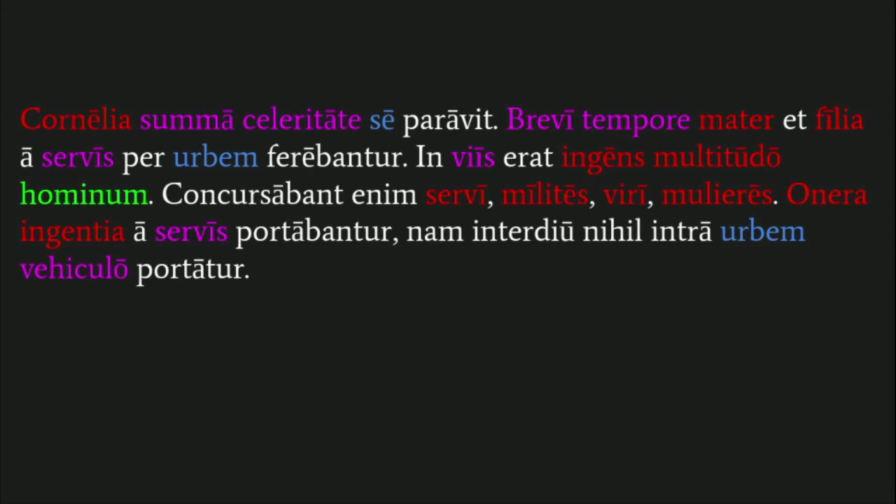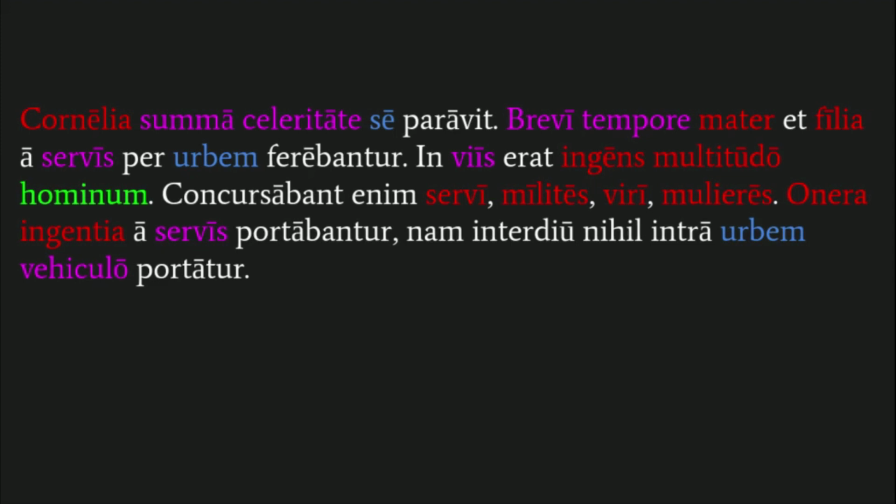So it starts with Cornelia summa celeritate se paravit. So remember, Aurelia in the last chapter had just told Cornelia to get ready and meet her at the atrium. So it starts by saying Cornelia se paravit. She prepared herself summa celeritate, with the greatest speed. So in other words, she's getting ready to go out with her mom, which is exactly what Aurelia told her to do. Then we have brevi tempore, mater et filia a servis per urbem ferebantur.